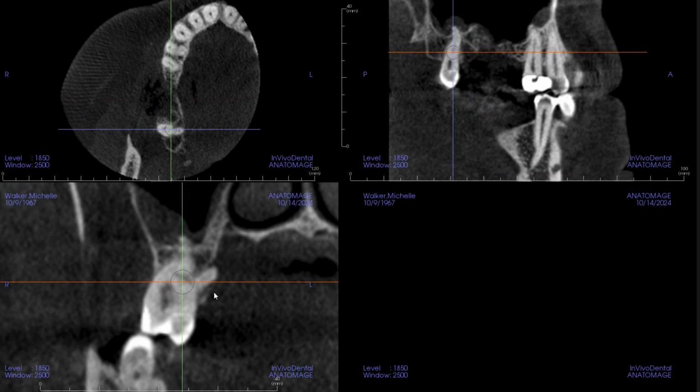And there we go. So number 1 has a palatal root that is, I'm going to use the word perforation, but a different kind of perforation. This root is perforated through the palatal bone. It's very possible that that's the infection that's giving the palatal swelling.